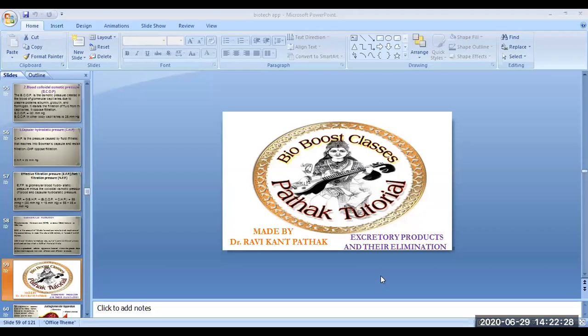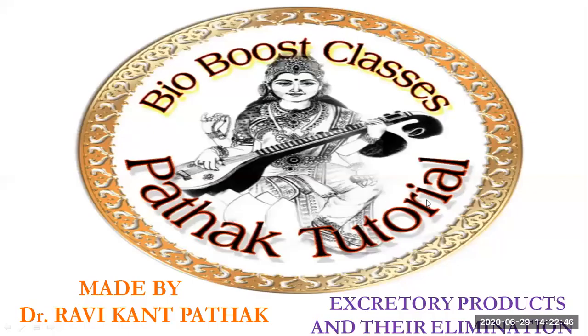Here we are going to discuss, as I had already told, that there are two different processes: one is the chemical process, another is the mechanical process. The chemical process is the urea cycle. The mechanical process is the formation of urine, in which there are three different methods. First is glomerular filtration, second is selective reabsorption, and third is selective secretion or tubular secretion.